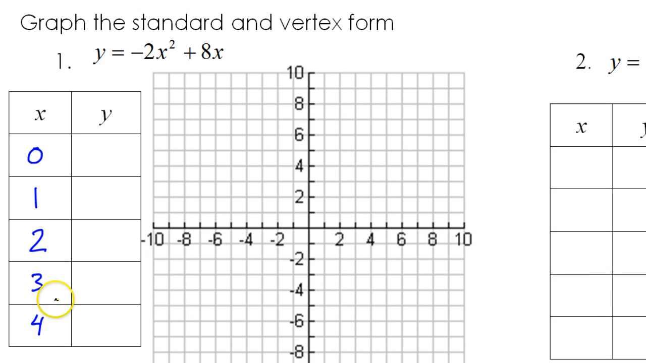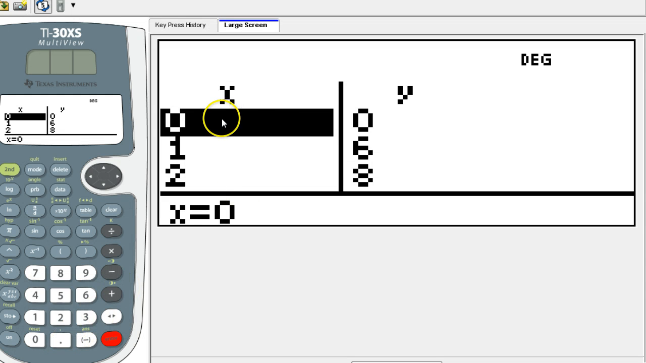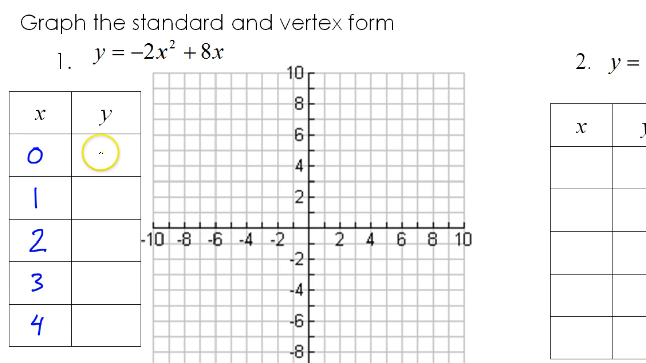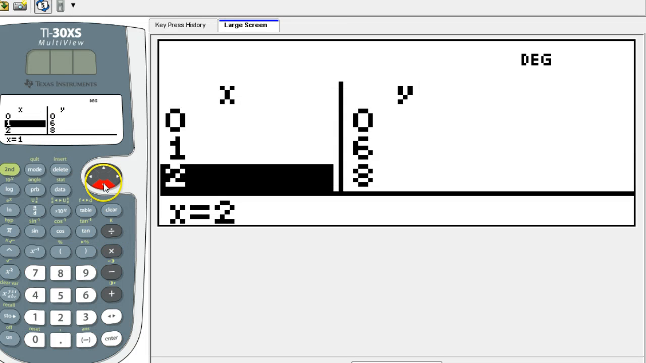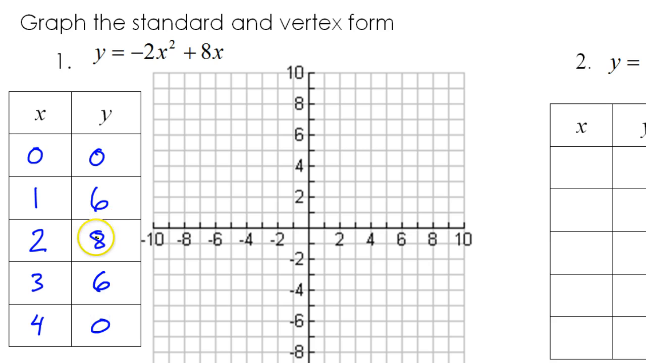To get the y values that go with these x values, that's what the calculator is for. For 0, 1, and 2, we have 0, 6, and 8. Then as we scroll down, we have 6 and 0. Notice how after the vertex, these two values repeat, and these two values repeat. If that doesn't happen, you probably did something wrong. Because of the nature of a parabola, it is symmetric around the vertex, so the y values should be the same as you go away from the vertex.